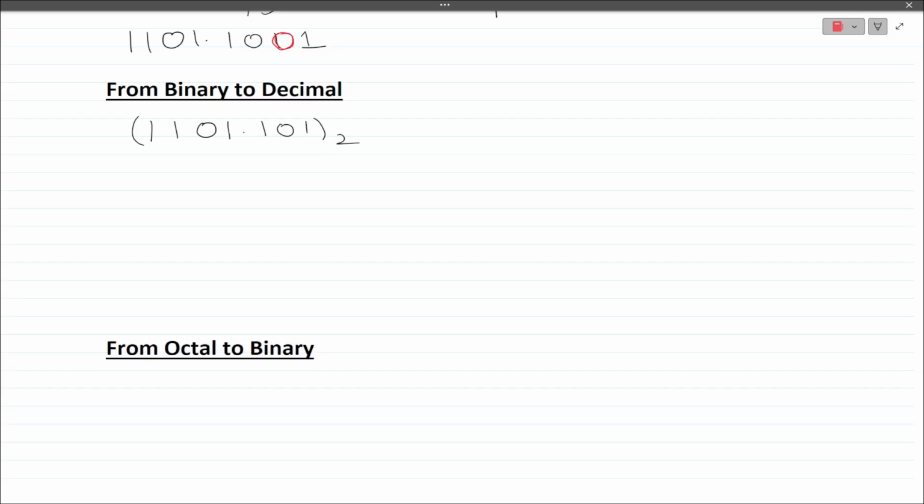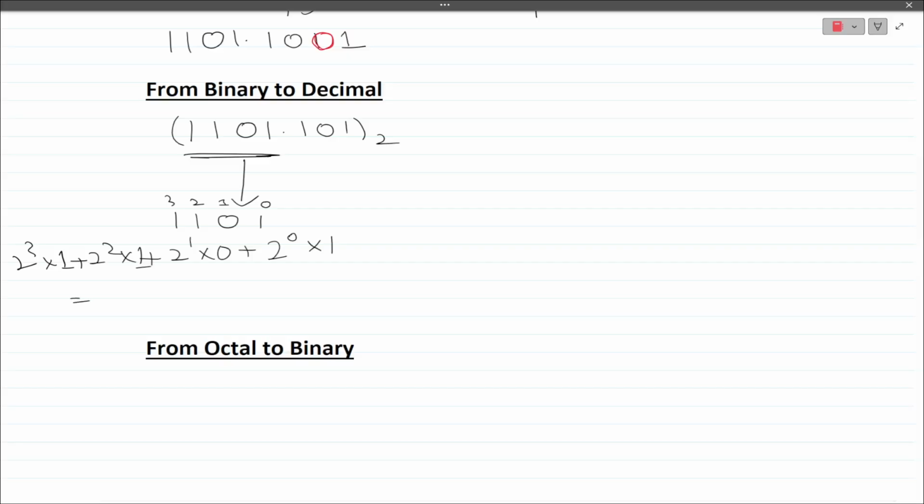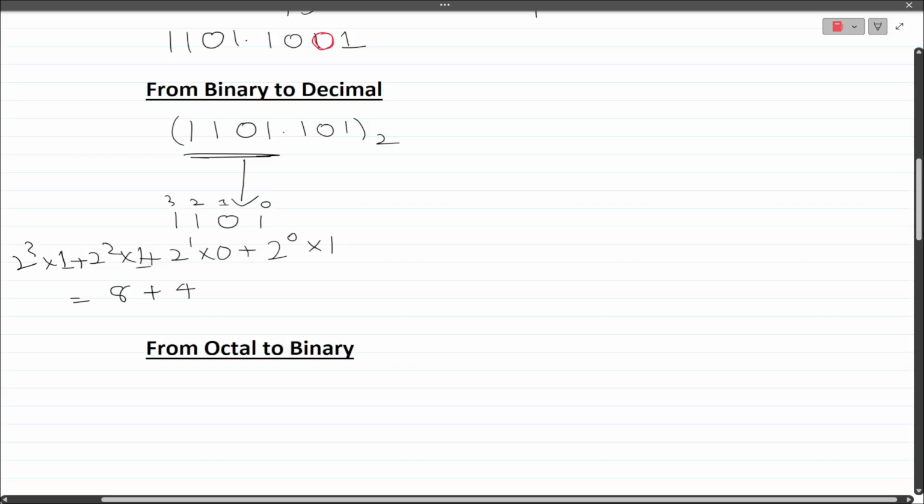At first, we need to deal with the non-decimal part. As usual, 1101, I will be naming the positions 0, 1, 2, 3 as I was naming them. Then 2 to the power 0 into the digit, 2 to the power 1 into the digit, 2 to the power 2 into the digit, then 2 to the power 3 into the digit. With this we have got 8 plus 4 plus 0 plus 1.